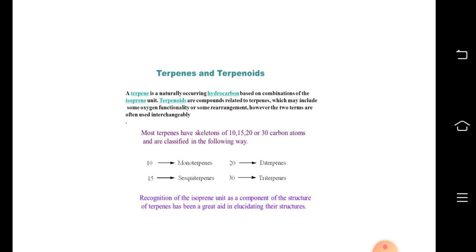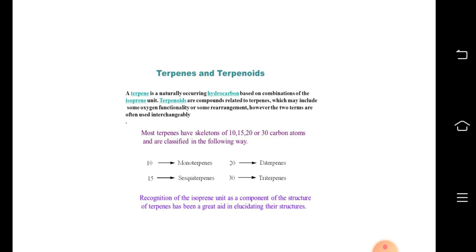A terpene is a naturally occurring hydrocarbon based on combinations of isoprene units. Terpenoids are commonly related to terpenes, which may include some oxygen functionality or some rearrangement. However, the two terms are often used interchangeably. Most terpenes have skeletons of 10, 15, 20 or 30 carbon atoms and are classified in the following way: 10 carbon atoms, monoterpenes; 20, diterpenes; 15, sesquiterpenes; 30, triterpenes.